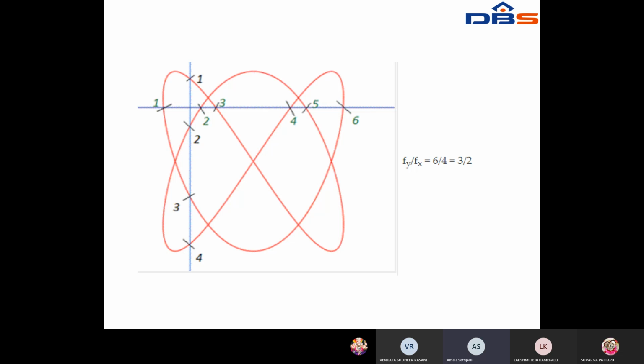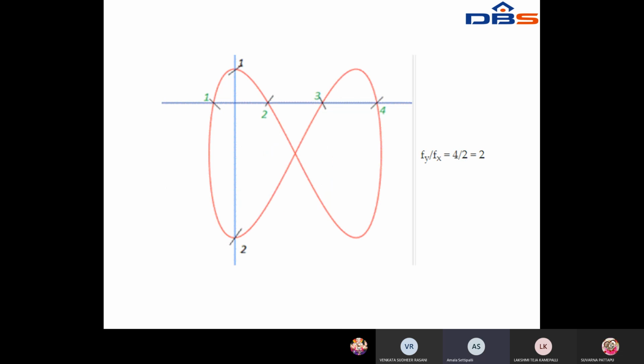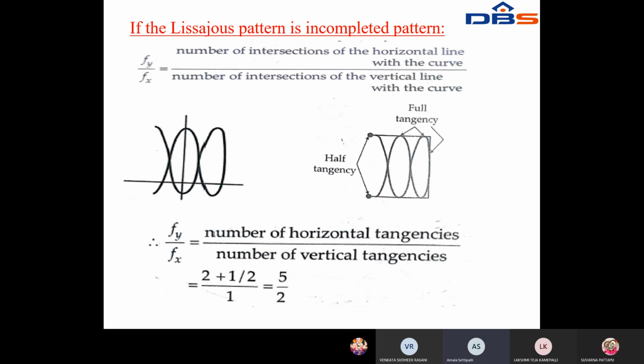In the previous diagrams the pattern is a completed pattern. All these patterns are completed, but in this diagram the Lissajous pattern is incomplete. So here you take the number of intersections of the horizontal line with the curve, how many times the line touches the curve, divided by the number of intersections of the vertical line with the curve. The horizontal line touches 1, 2, 3, that means 2 + 1/2, so here you take the half tangency. For the vertical line, there is only one curve, so 1.